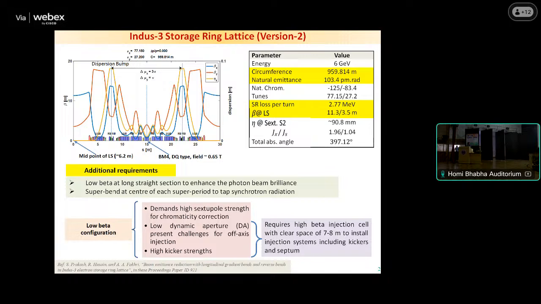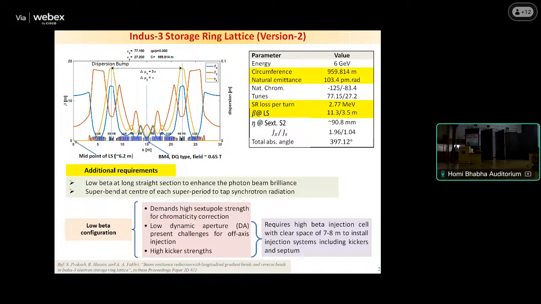The model beta functions were decided to facilitate both injection schemes as well as insertion devices, but there are additional requirements, so we are optimizing this lattice further. First, we need low beta at the long straight section to enhance the photon beam brilliance, and second is the inclusion of a superbend at the center of each super period to tap the synchrotron radiation source. Already we have included a dipole-quadrupole type magnet, but this may present problems while commissioning, so we are switching to a superbend system.